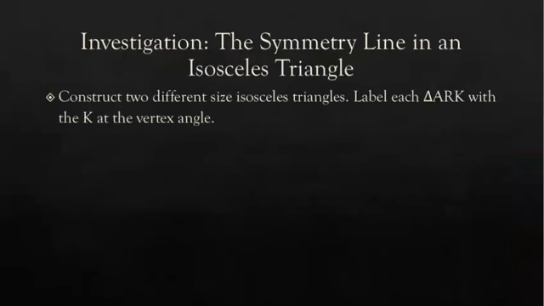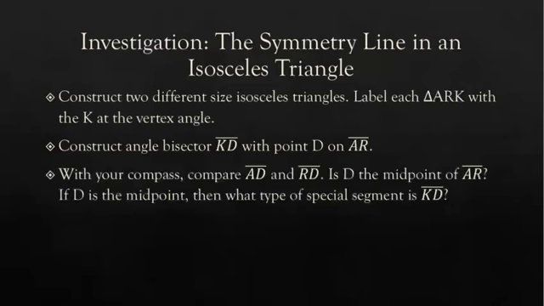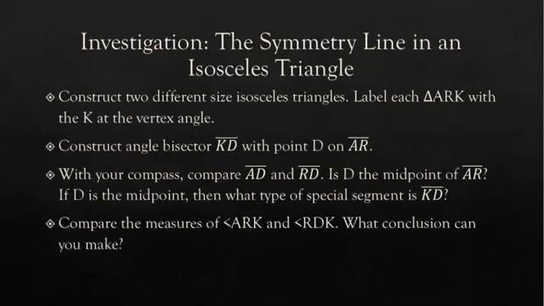We're going to construct two different size isosceles triangles. Label them ARK, with K the top at the vertex angle. Then you're going to construct the angle bisector, drawing a new point D that's on AR. Then we're going to compare AD and RD and see, is D the midpoint of AR? If it was the midpoint, what would that make the line KD? Would that make it the median? Compare the measures of angle ARK to RDK. What conclusions can we draw about that?